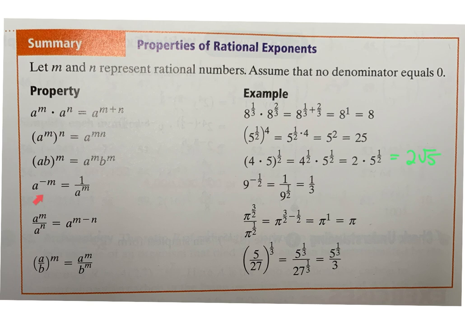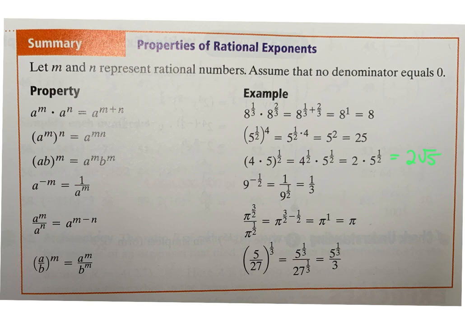All right? Oh, look at this one. Oh, wow. You have a negative exponent. It puts it in the denominator with a positive exponent, okay? So 9 to the negative 1/2 is 1 over 9 to the 1/2. 9 to the 1/2 is the square root of 9, which is 3, so that's 1 over 3.